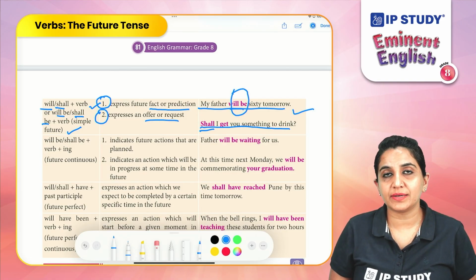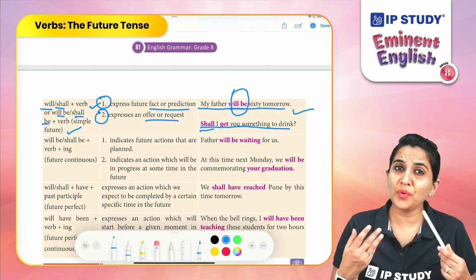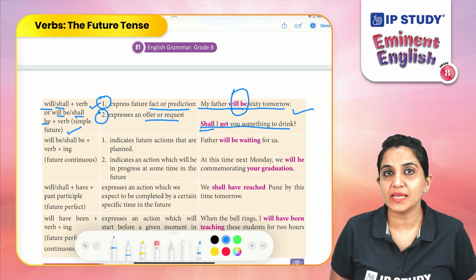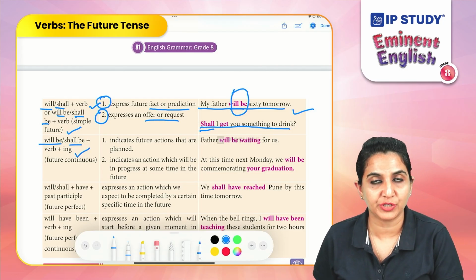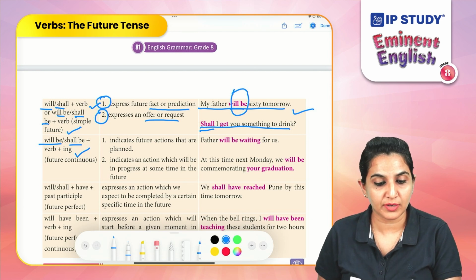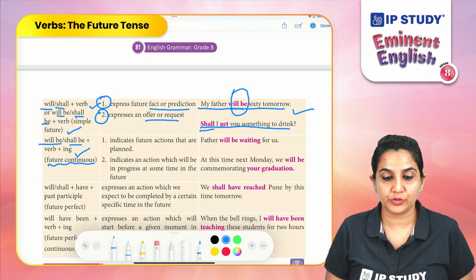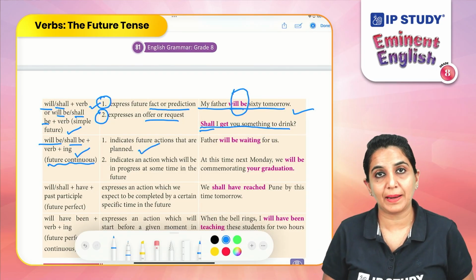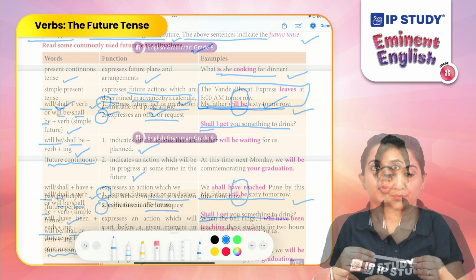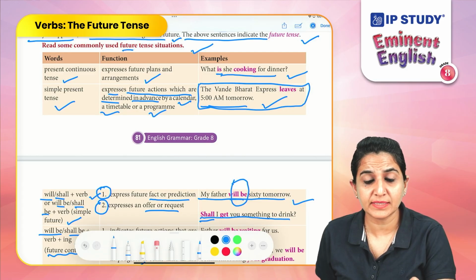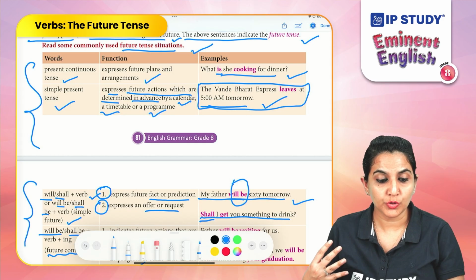So the best way to understand the future tense is to understand when we need to use them, or what sort of actions are described by these tenses. Now will be and shall be along with the ing verb are used in the future continuous tense. That means a continuous action that might happen in the future. It indicates future actions that are planned. It indicates an action which will be in progress at some time in the future. So the future tense is often described by the situations we need to use them in.